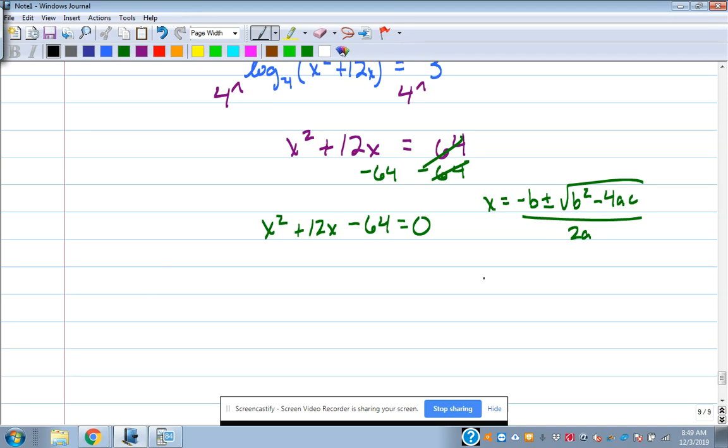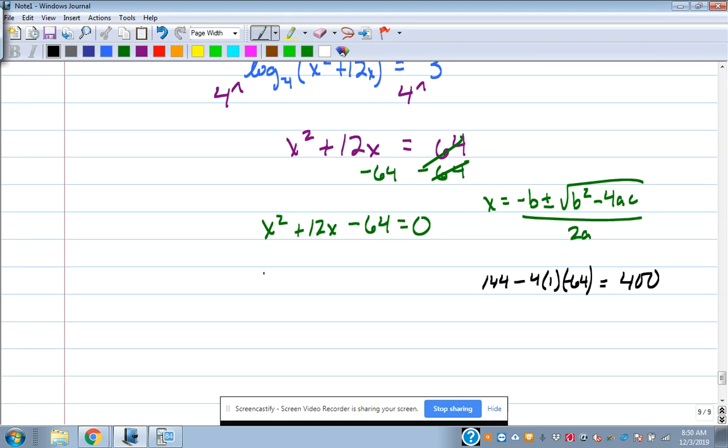So 144 minus 4 times 1 times 64, or negative 64. Ooh, that'll make a big difference. 4 times 64 is 4 to the 4th power, is 256, plus 144 is 400. So the discriminant is 400, so that means we're going to have what kind of solutions? 2 real rational ones, because that's a square number too.